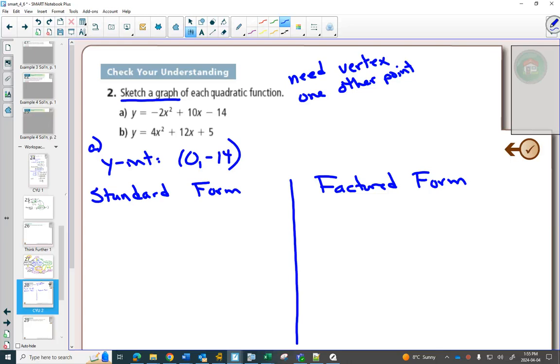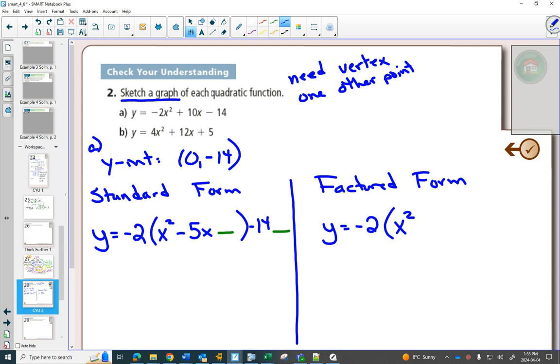So if I was doing standard form, the first step in changing to standard form is factoring out that negative 2 out of the first two terms and leaving my spaces. Okay? And if I was doing my factored form, I would factor negative 2 out of the whole thing. Like that.